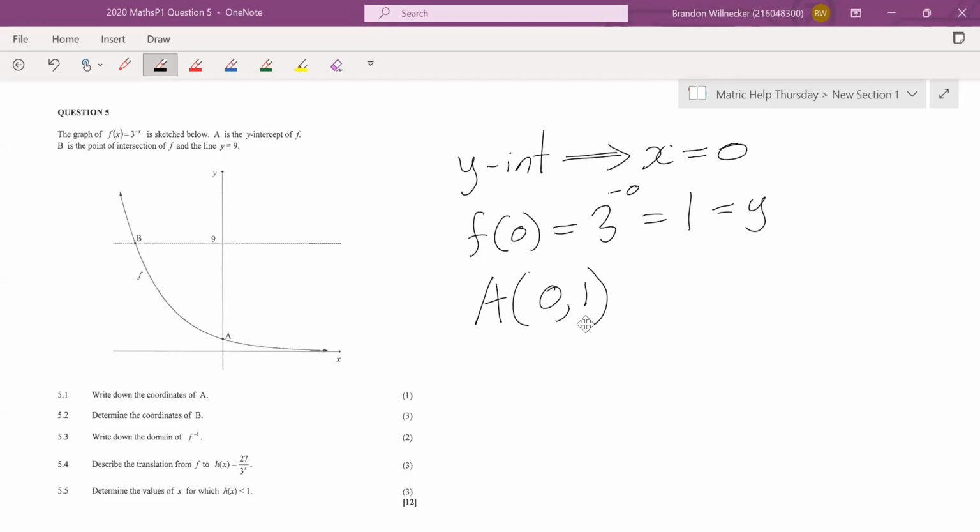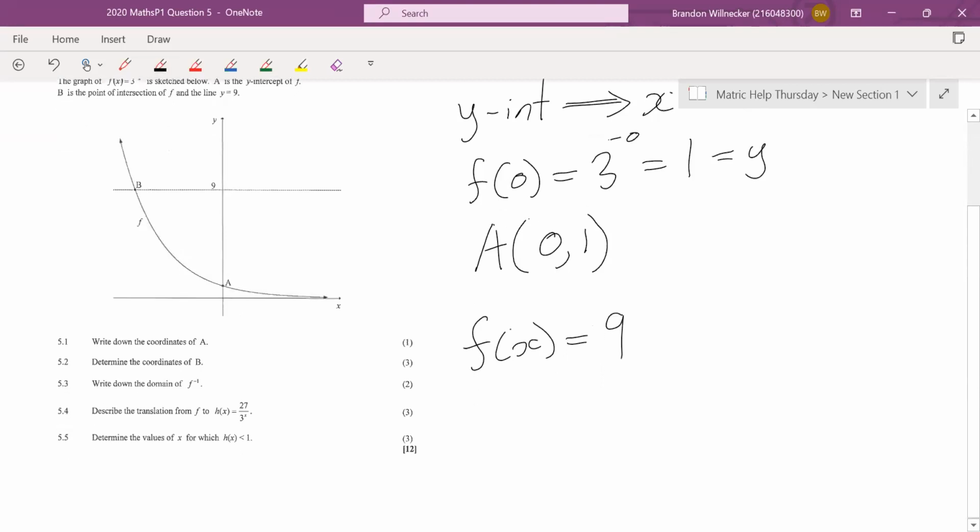5.2, determine the coordinates of B. With B, we don't know what the x part is. However, we see that it's on this common line here at y equals 9. So B will have a y value of 9, but we don't know the x value. However, we can work backwards to find it. If the function evaluated at some x is equal to 9, we can work backwards to find what x is. So we're going to have 3 to the minus x is equal to 9.